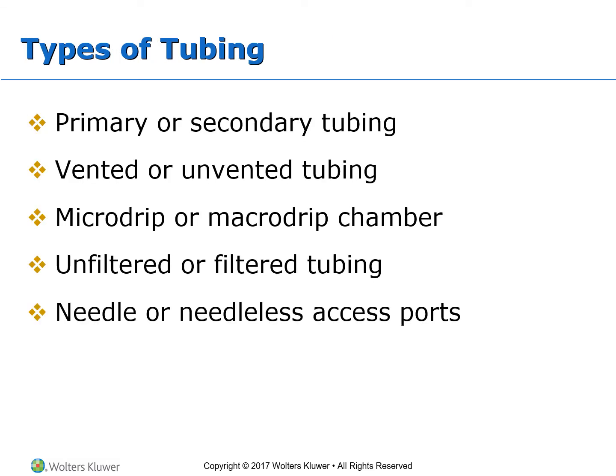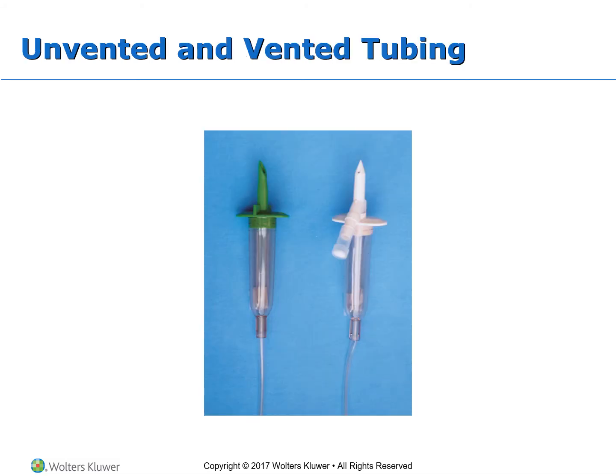Types of tubing. Primary or secondary tubings for IVs, vented or unvented, microdrip or macrodrip chambers, unfiltered or filtered tubing, needle or needleless access ports. You can observe pictures of these on pages 322, 323, and 324. Then we have unvented and vented tubing. You want vented tubing if you're using a glass bottle, otherwise you would use an unvented tubing for a plastic bag.